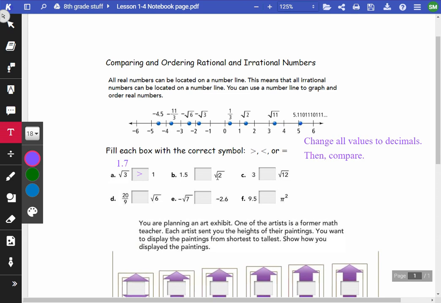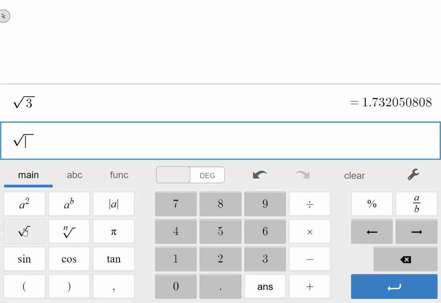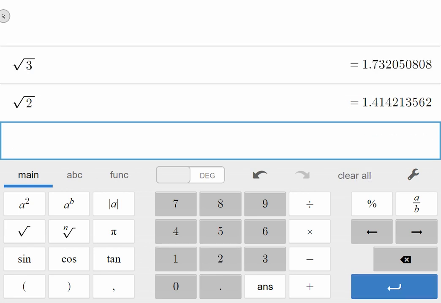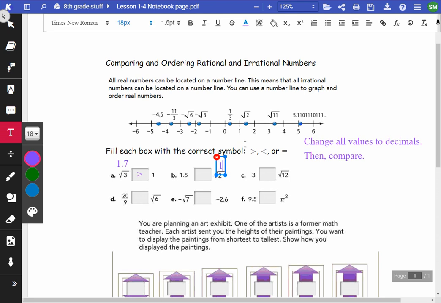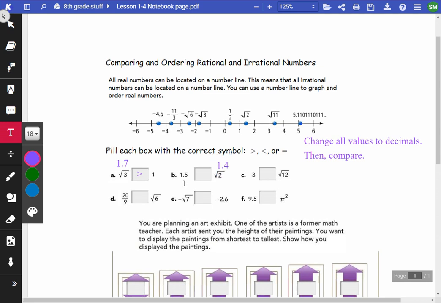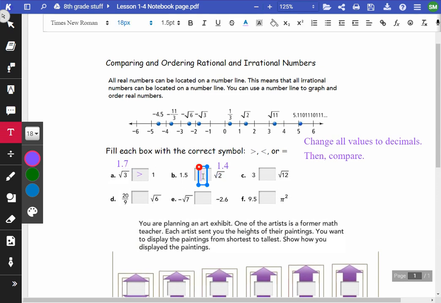Okay, next one. 1.5 is already a decimal. Let's put the square root of 2 in the calculator and get a decimal. That gives me 1.4 approximately. So here I go, 1.4. And how does 1.5 compare to the square root of 2? 1.5 is greater than, less than, or equal to. If you were thinking greater than, you are correct.